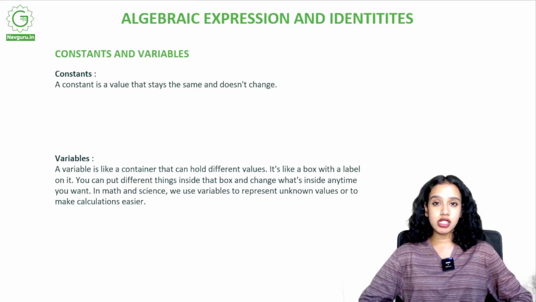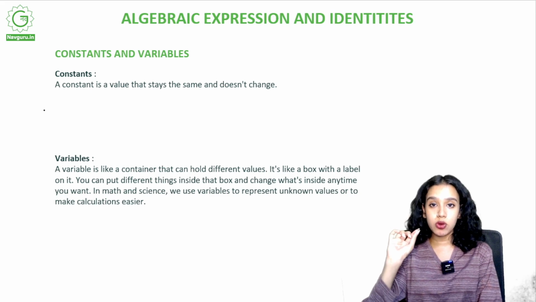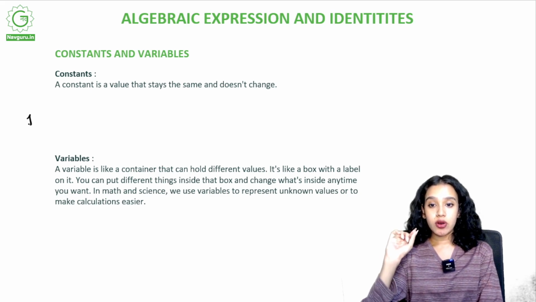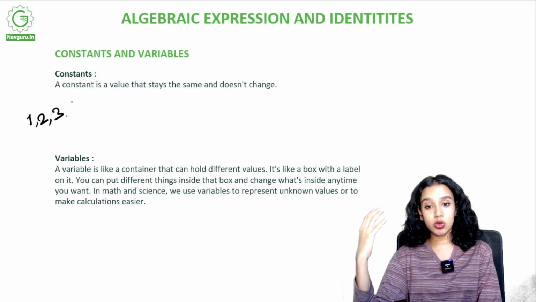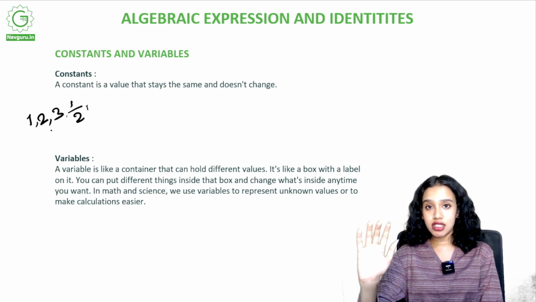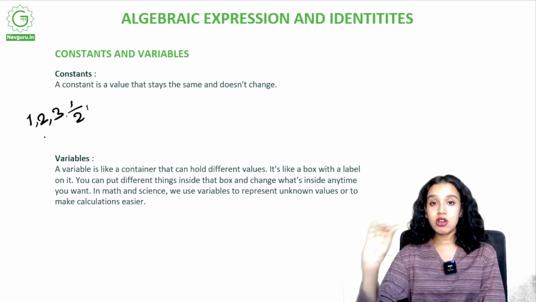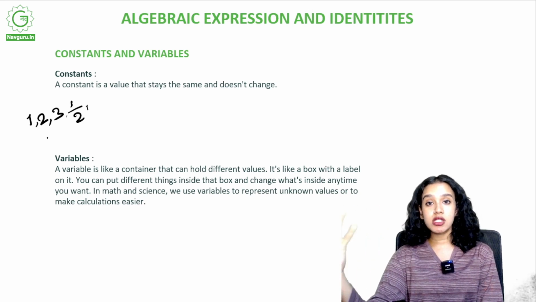So what is a constant? A constant is anything which has a constant value all the time. So no matter what the equation is, 1 has the value of 1, 2 has the value of 2, 3 has the value of 3. And if I'm saying there's half of something, the half is a constant, right? A value which doesn't change is called a constant. Now, what are variables? Variables are the values that change.